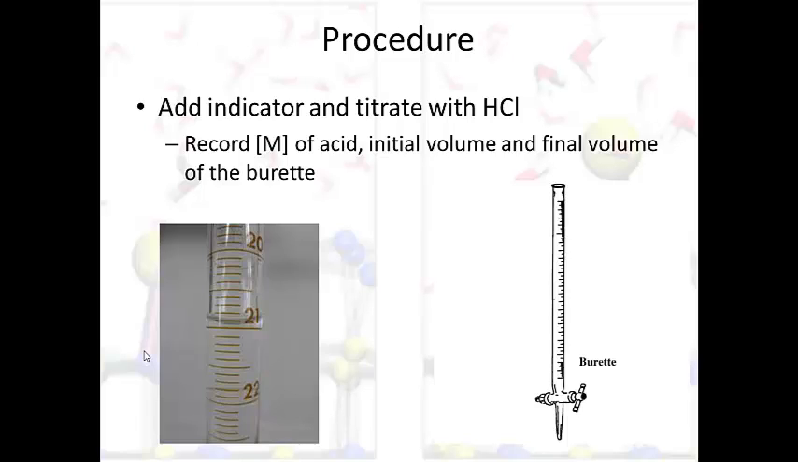You'll add your indicator. Don't forget to add your indicator or else you'll see no color change. And you will titrate with HCl. That means your titrant, your acid, is in the burette. You need to record the molarity of the acid in your notebook. You also need to record the initial volume and the final volume of the burette. And recall that you will measure the volume according to the bottom of the meniscus, and you need to record 2 decimal places for each volume that you measure.